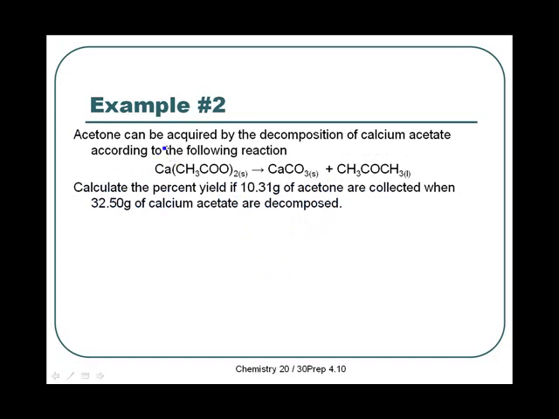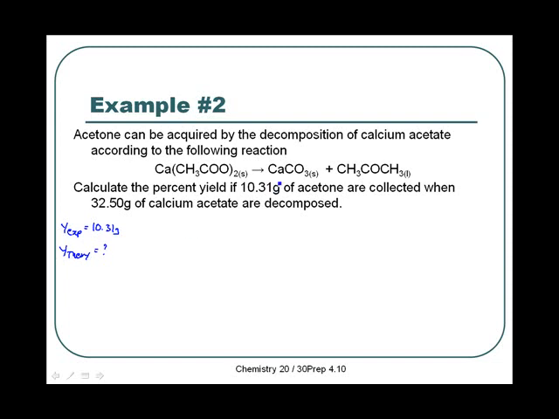So here we have acetone, which can be acquired by the decomposition of calcium acetate according to the following reaction. They give us a reaction. We want to calculate the percent yield if 10.31 grams of acetone are collected when 32.50 grams of calcium acetate decompose. So we've been given the experimental yield as being 10.31 grams, but we don't know the theoretical yield. So we've got to find that out.